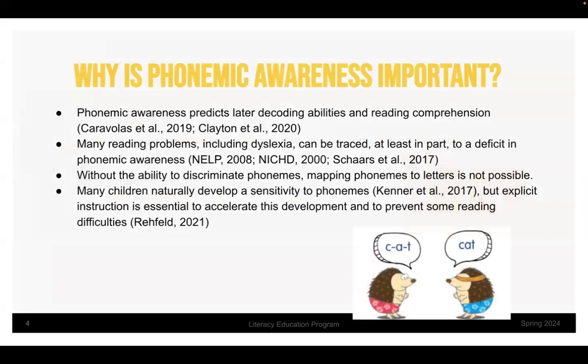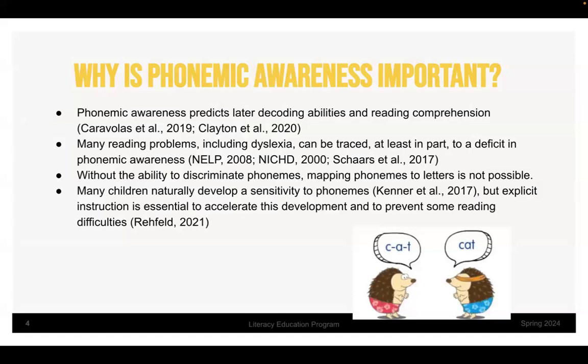So why is developing phonemic awareness in your emergent readers important? Well, we know that it predicts later decoding abilities and reading comprehension. We also know that many reading problems can be traced back to a deficit in phonemic awareness. Without the ability to discriminate phonemes, mapping phonemes to letters is not possible. So this is going to impact their decoding and their reading ability, but it will also affect their ability to encode, or to write, to spell.